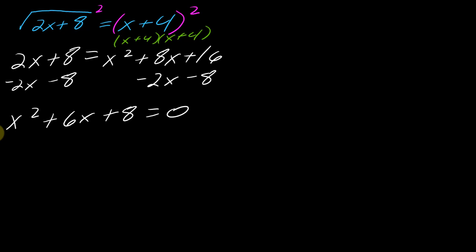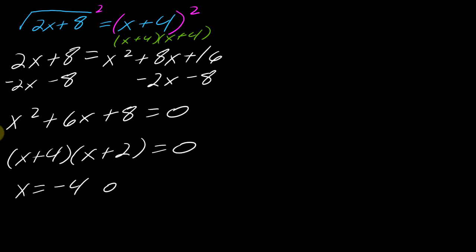Now, in this situation, this does factor, right? And that's kind of the ideal. So this will factor as x plus 4 times x plus 2. So I get x equals -4 or x equals -2. And those would be my two solutions.